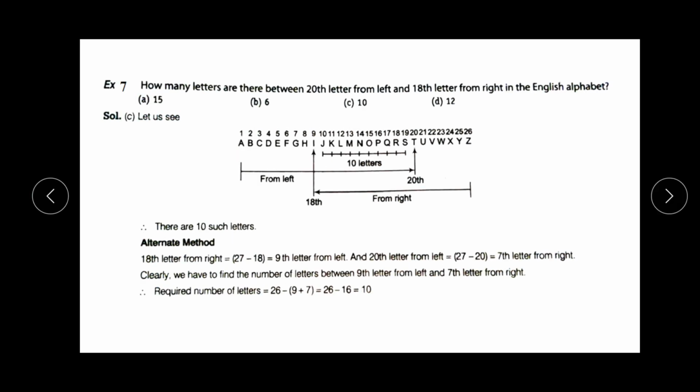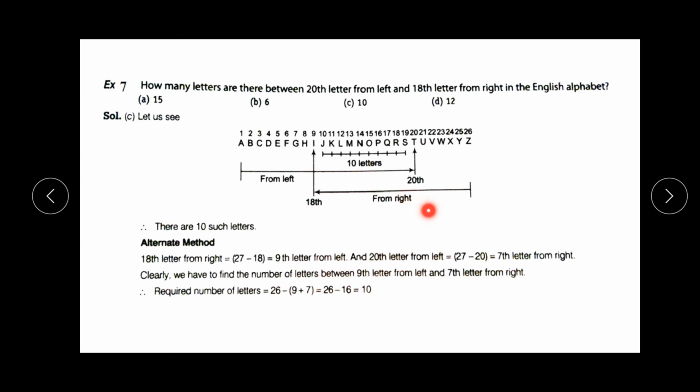One more type. How many letters are there between the 20th letter from the left and the 18th letter from the right in the English alphabet? This is a very interesting question. There are two positions, one from the left side, which is at the 20th, and one from the right side, which is at the 18th position. We have to find these positions. Here also we can easily find the letters in between, but in the previous two questions we found one position from the reverse order, and in this we will find both positions from the reverse order. This is the 20th position from the left side, but we know that this is the 7th position from the right side.